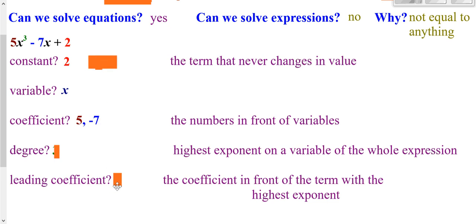So therefore your leading coefficient would be the term in front of your highest power. So that would be our 5 because it's in front of your highest power of 3. Your degree, the highest power, is 3.